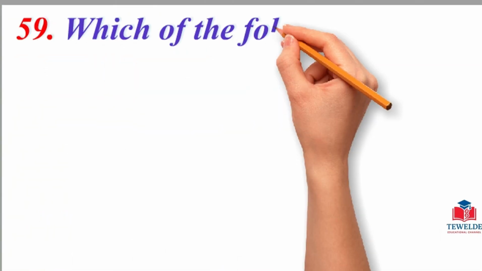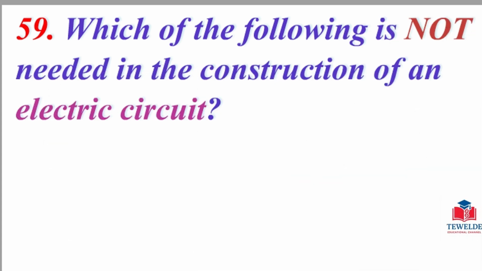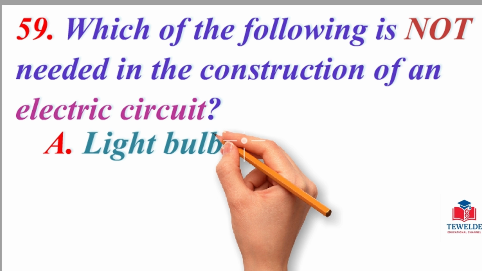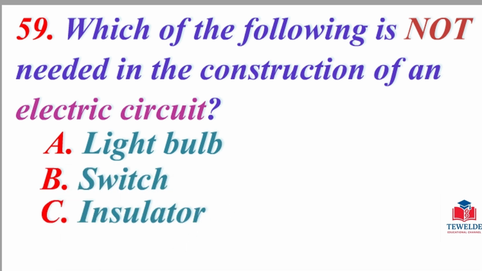Question number 59. Which of the following is not needed in the construction of an electric circuit? A. Light bulb. B. Switch. C. Insulator. D. Battery.